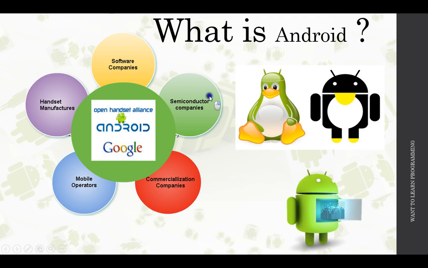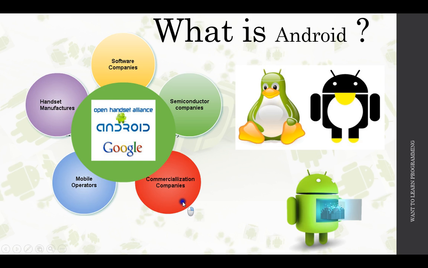Then semiconductor companies. Yes, the semiconductors. The smartphones use semiconductors in most of the parts, like in the processor or in the memory. Hence, the semiconductor companies play a major role in OHA. The semiconductor companies like Intel, Nvidia and Qualcomm are the examples. Then commercialization companies. These are the companies which help to make Android a commercial and physically viable OS. And these are the ones which help in advertising this product.